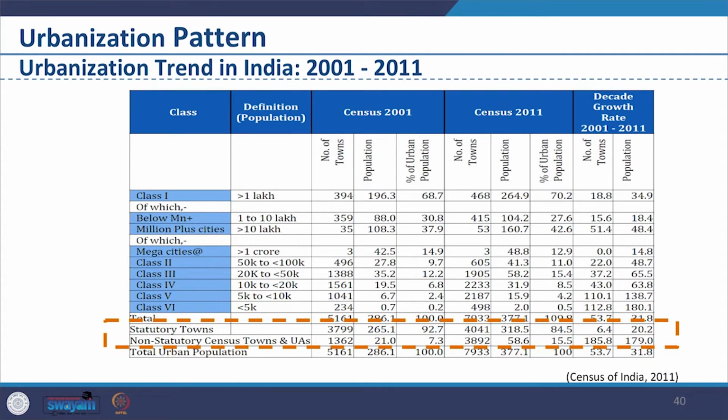In this table, we see the decadal growth rate of different urban areas based on the census of 2001 and 2011. We see that the statutory towns and non-statutory towns have both increased at a considerable rate. We see that we have a total of 7,933 towns as per census 2011. As per the increase in total number of towns, we see a decadal growth rate of 53.7. Statutory towns have shown a 6.4 growth rate and non-statutory towns have shown above 185 growth rate. So we see how drastically urbanization is happening in our country.